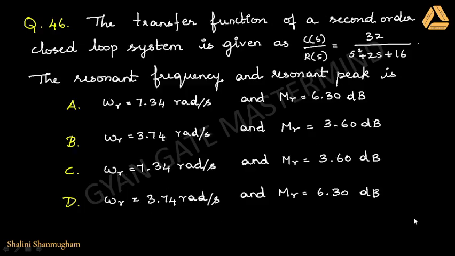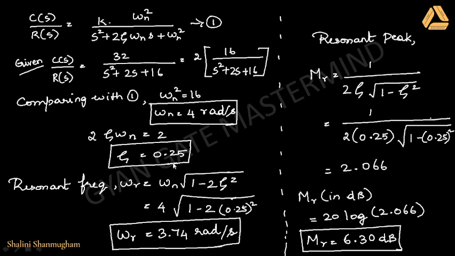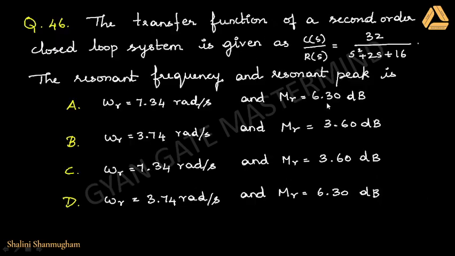Hence the problem. Coming to the 46th question, the transfer function of a second order closed loop system is given as C(s) by R(s), which is 32 by s square plus 2s plus 60. They have asked to find the resonant frequency and resonant peak. We know that the formula for the resonant frequency is omega r equal to omega n root of 1 minus 2 psi square, as well as they have asked to find the resonant peak.